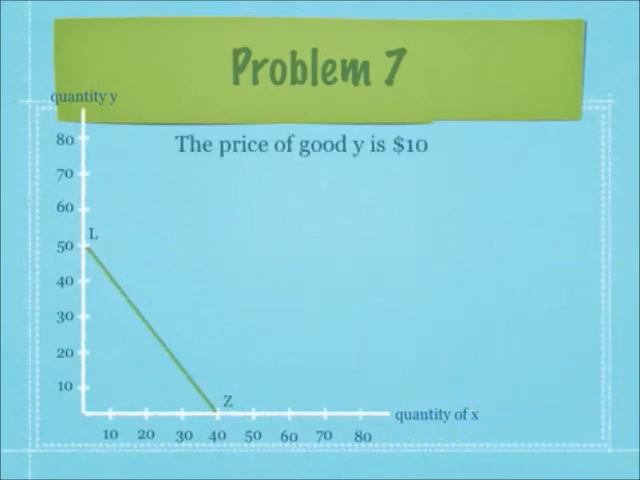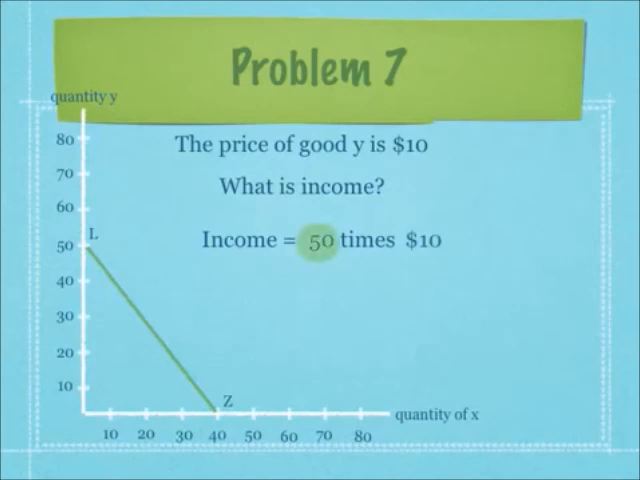A little background: the price of good Y is $10. So what is income? If the consumer spends all their income on Y, from the graph, they can buy 50. So if income is equal to 50 times $10, and that 50 is that 50 there. So income is equal to 10 times 50, and that 10 is from there. So income is equal to $500.